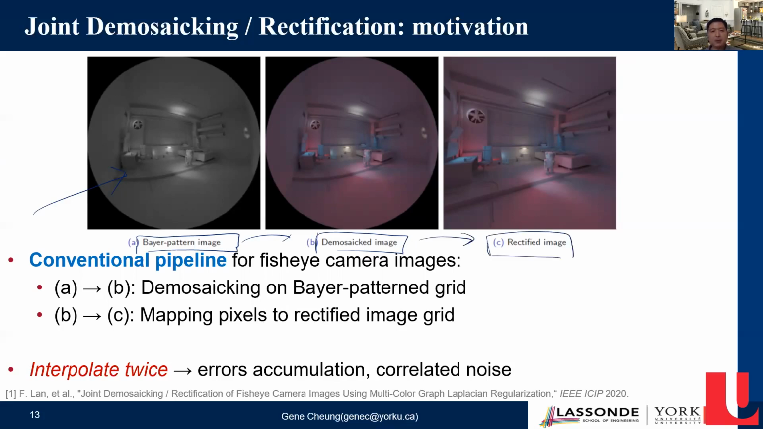But if you think about what you're actually doing here, when you go from A to B, that's an interpolation, because you're interpolating to fill in the missing color pixels. And then when you go from the demosaiced Bayer pattern grid to the rectified grid, that's another interpolation. So you're actually doing interpolation twice, and in the process you could accumulate errors and create correlated noise. Even if the noise is not correlated at the sensor, as you do interpolation, you're making the noise more correlated, which makes the problem more difficult.